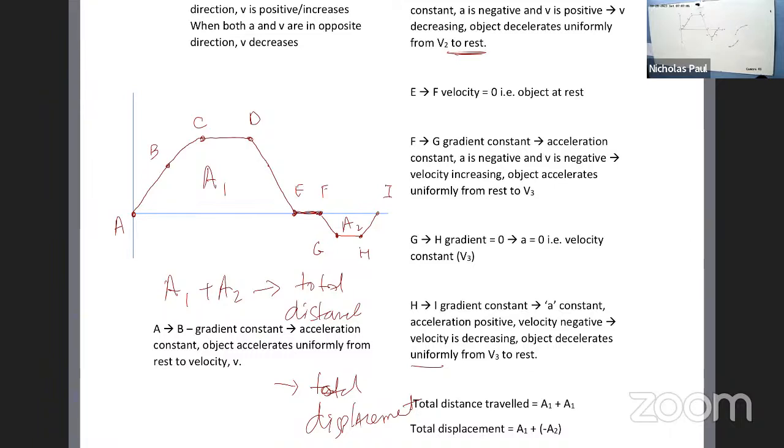A1 minus A2. What happened during A2? Remember the velocity change. If the velocity changes, there's a chance the direction changes as well. So your total displacement will be A1 plus, well, negative A2. So the change in direction: A1 minus A2. Okay, so those are the things that we need to know about the graph.